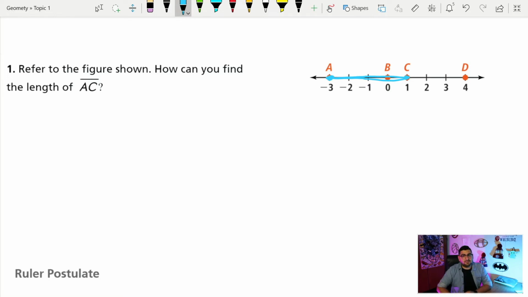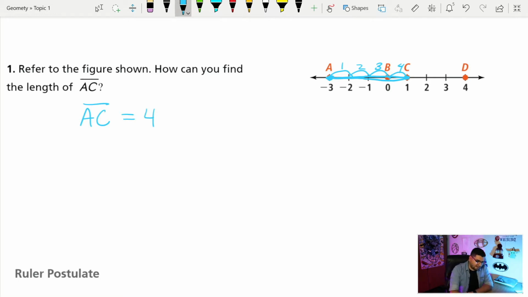Now the easiest way to do this is to just count the spaces in between. So this is 1, 2, 3, 4. So I know that the length of AC is equal to 4. And that's it. That's a pretty common one, pretty easy. But this next one, you're going to have to be a little bit more careful. So let's move on to the next example.